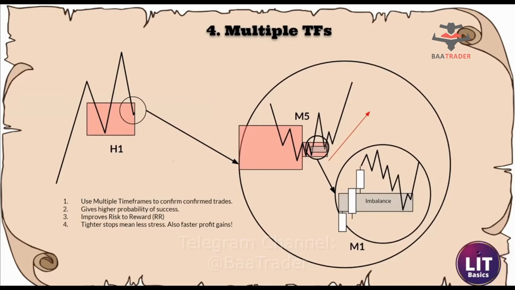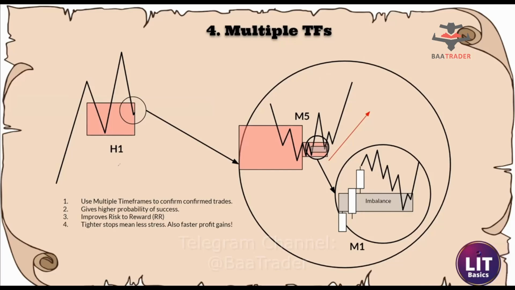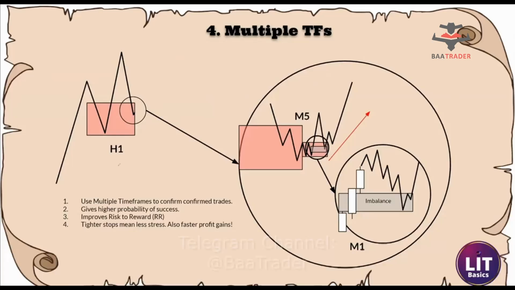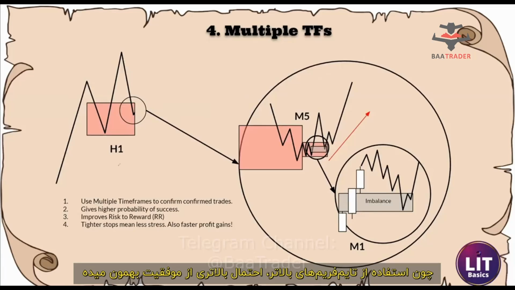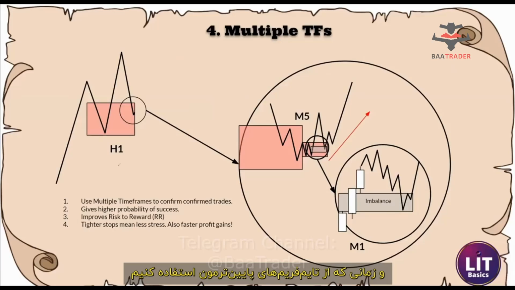So basically, we want to use our higher timeframes and refine them down to our lower timeframes, because using the higher timeframes gives us a higher probability of success. And once we use the lower timeframes, this also increases our RR, which increases the amount that we make from our trades.